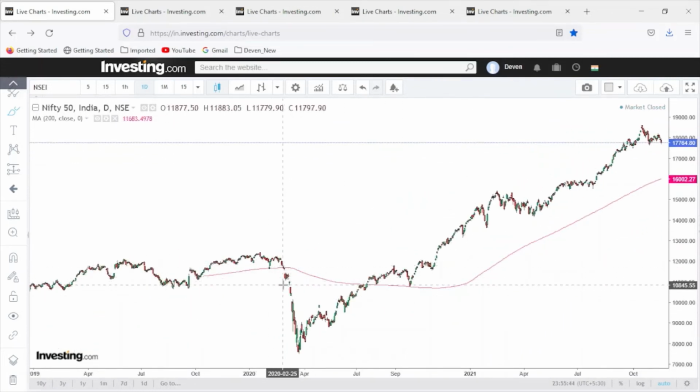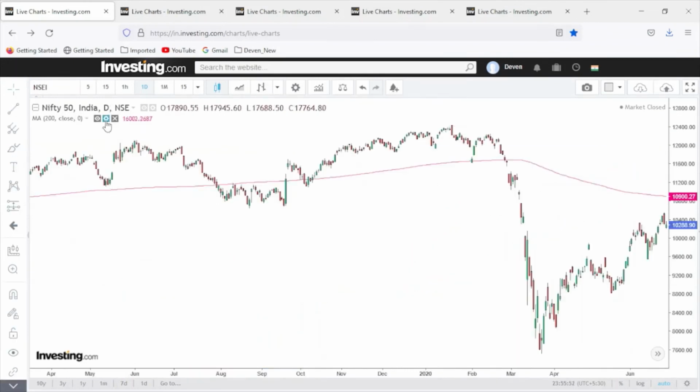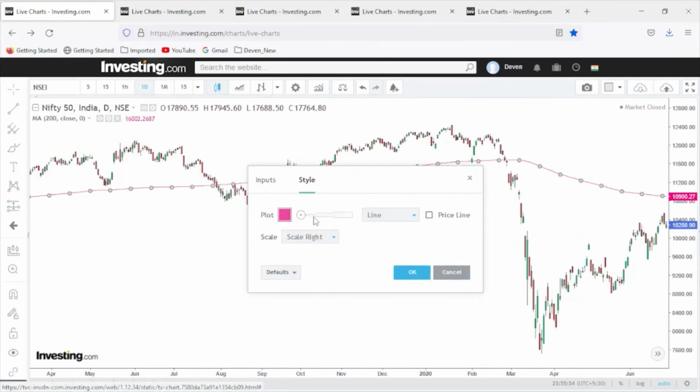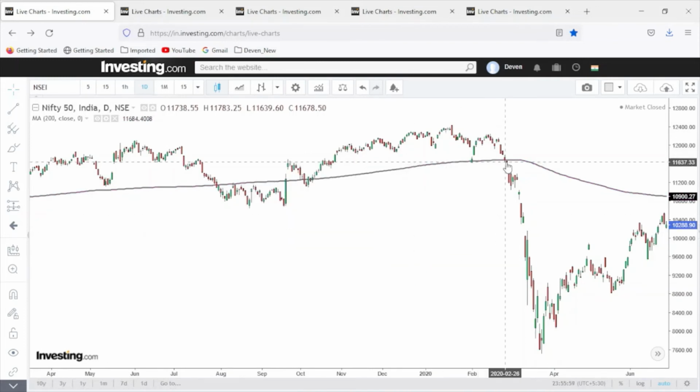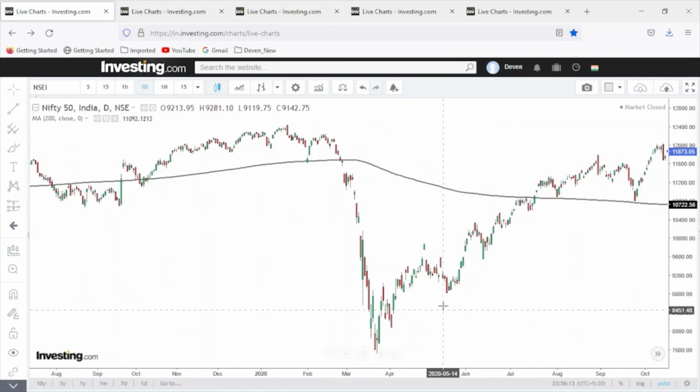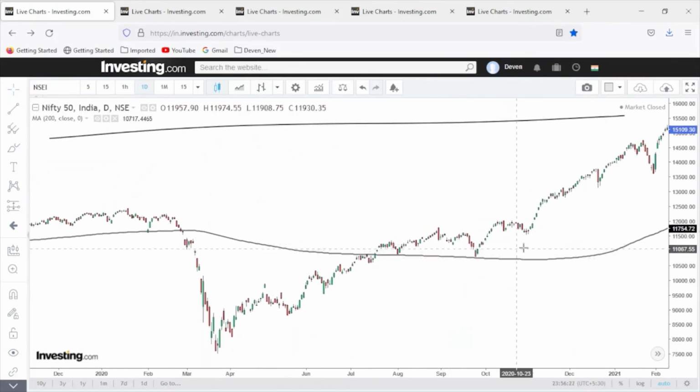Now here you can see this was the COVID situation, and the market literally went below the 200 EMA. It broke the 200 EMA, which was around 11,690, and the market came to around 7,600 in the matter of not even 1 month. But when the market came back above the 200 EMA, you can see it took support. This was a great buying opportunity at that time, if anybody would have used EMA.